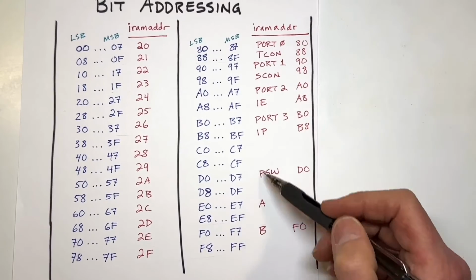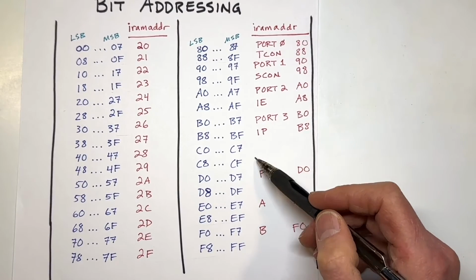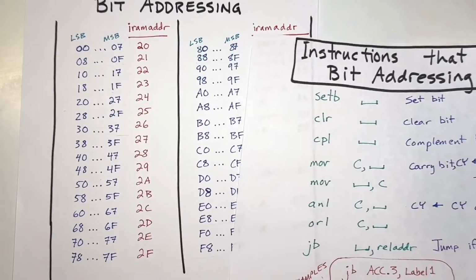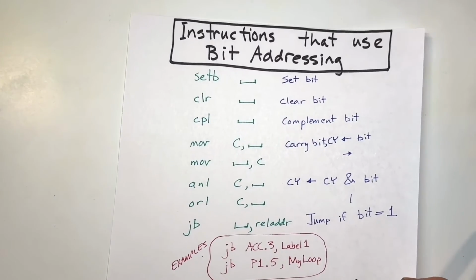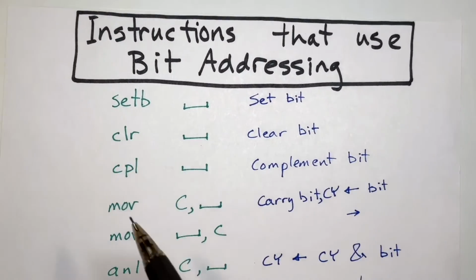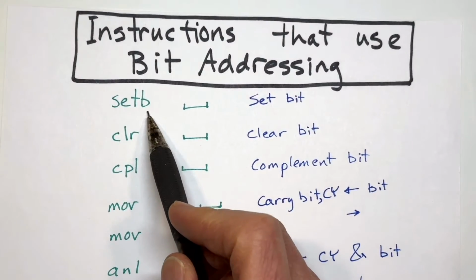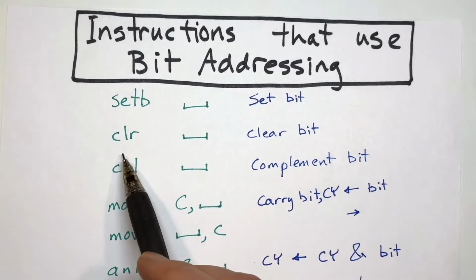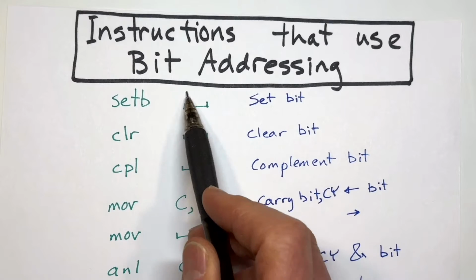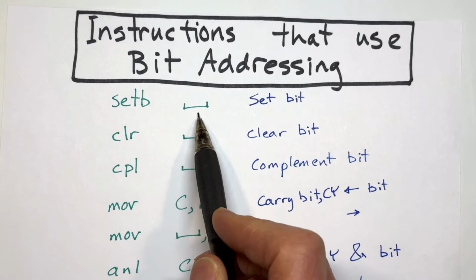So we can use bit addressing, and these others may or may not be assigned for your particular chip. So next, let's look at the instructions that actually use this bit addressing mode. So we've got an instruction to set a bit, to clear a bit, and these are 2-byte instructions, 1 byte for the opcode and 1 byte for the bit address.